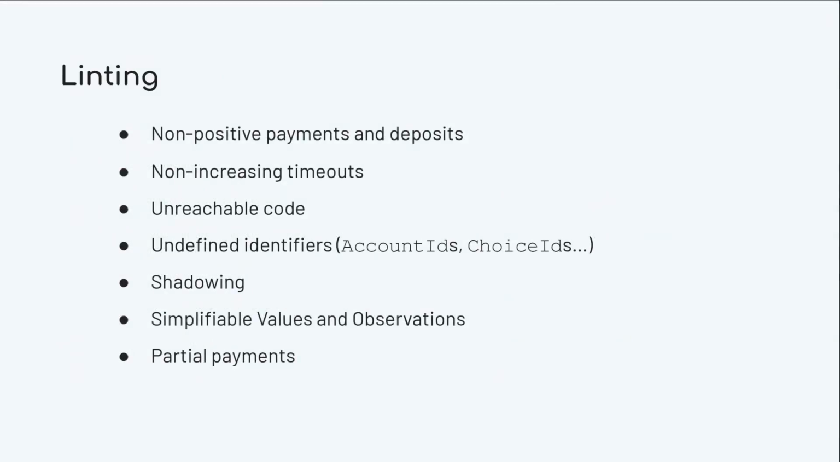Linting gives this kind of hints. It tells you about non-positive payments and deposits. It tells you about timeouts that are not increasing with respect to the previous timeout. It tells you about unreachable code to some extent, about identifiers that you have used before defining them, about shadowing with lets, about values and observations that can be simplified, and also about partial payments, payments that don't have enough money to be satisfied to some extent.